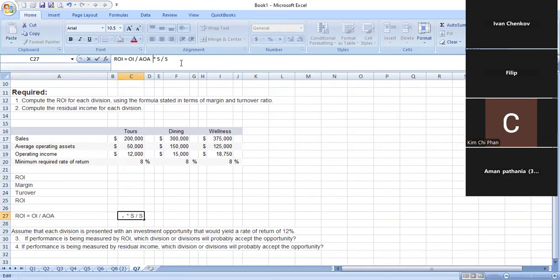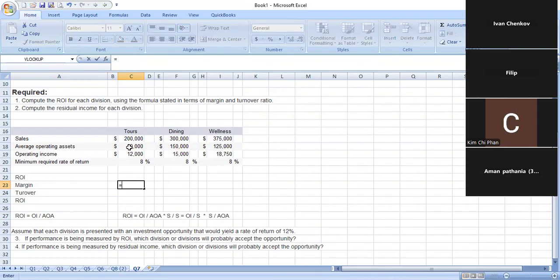Sales divided by sales. And once we do that, we're going to make the formula look like this: return on investment equals operating income divided by sales, times sales divided by average operating assets. And that's what we have to do. So margin, how are we going to get it? Operating income divided by sales.